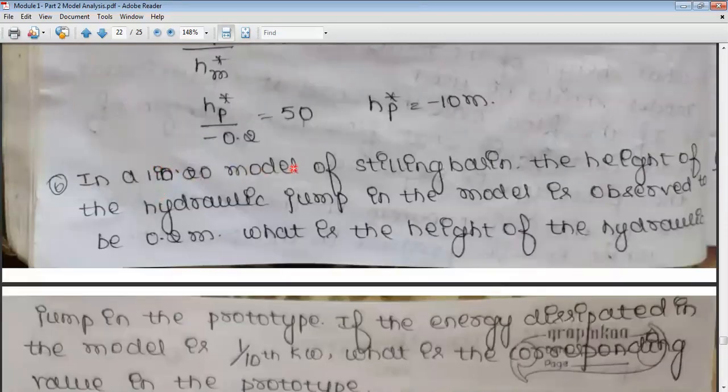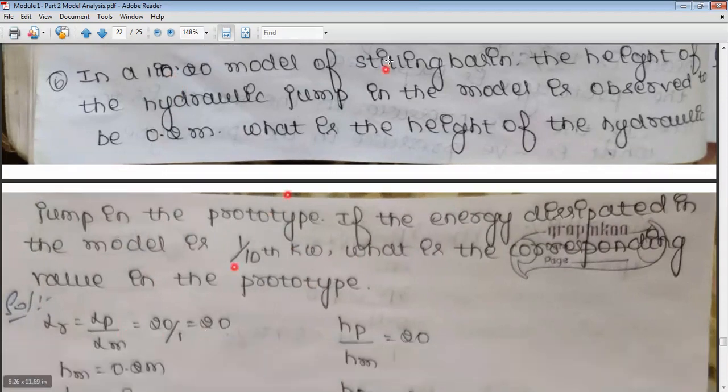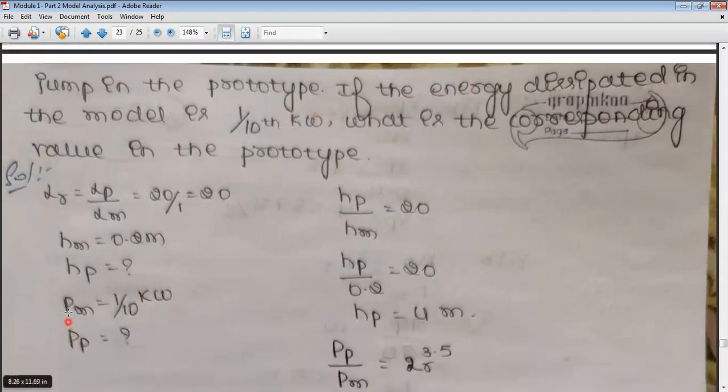Okay, the last one. In a 1:20 model of a stilling basin, the height of the hydraulic jump in the model is observed to be 0.2 meter. What is the height of hydraulic jump in the prototype? If the energy dissipated in the model is 1/10 kilowatt, what is the corresponding value in the prototype? So LR is given as 20. Height of the hydraulic jump in the model, HM, is 0.2 meter, HP you have to find. The energy dissipated in the model in kilowatt means you have to use power, 1 by 10 kilowatt, PP you have to find.